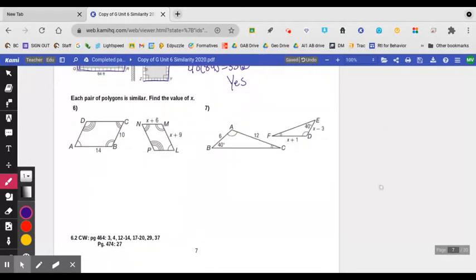So number 6, each pair of polygons is similar. Find the value of X. So I want you to pause and I want you to try 6 and 7 on your own and come back and check.